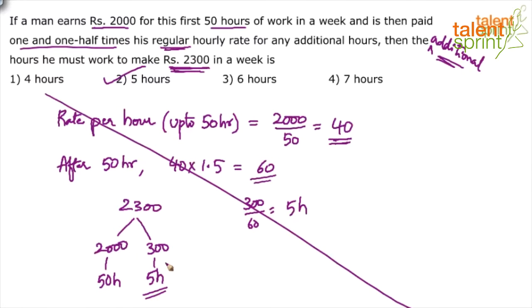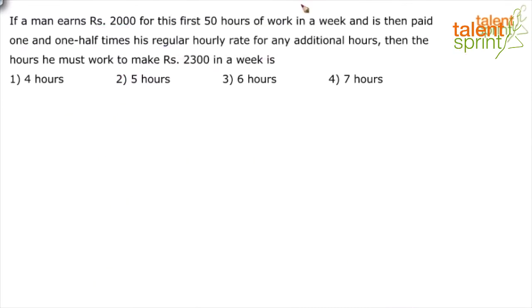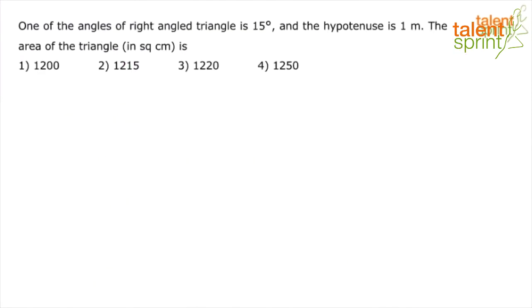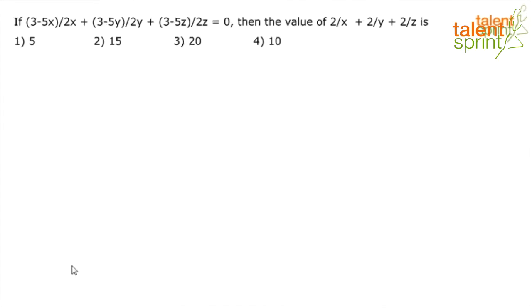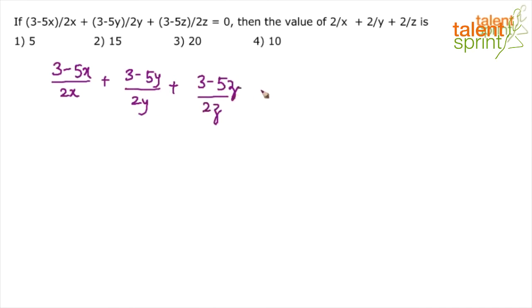Clear? Yeah. Let us go back to that 1 or 2 questions that we had jumped earlier. Try this out. Simple. The question says (3 minus 5x) by (2x plus 3) minus 5y by 2y plus 3 minus 5z by 2z is equal to 0. It is asking us to find out the value of 2 by x plus 2 by y plus 2 by z equals to what? Now substitution here may not work because it's not a very simple equation here, right?